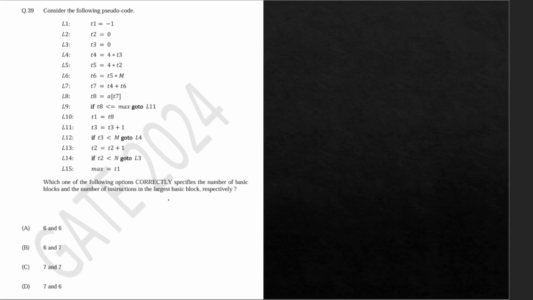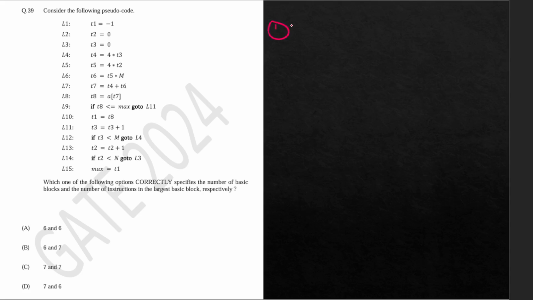Okay, so let's try to solve this. First, you should understand what is a basic block. The collection of all three-address code statements from the leader to the next leader, without including the next leader, is known as the basic block. So we have three steps to find the basic block.